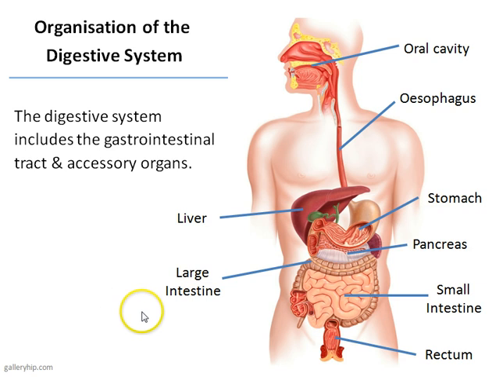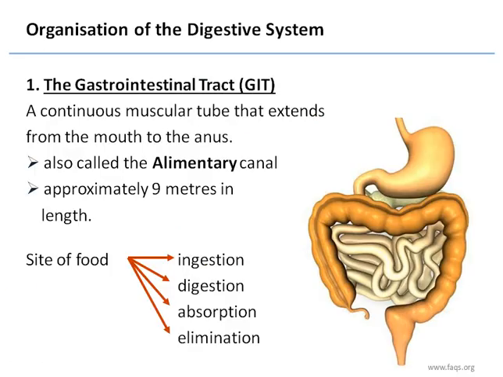That's the muscular tube that involves structures such as the esophagus, stomach, and the intestines. The second major element of the digestive system are the accessory organs such as the liver and the pancreas, and these contribute in some way to the processing of food. For example, the liver and the pancreas provide secretions, they put them into the gastrointestinal tract, and that assists with chemical digestion.